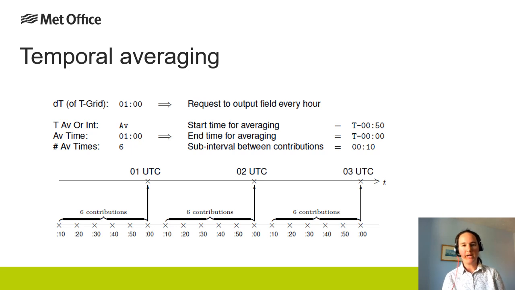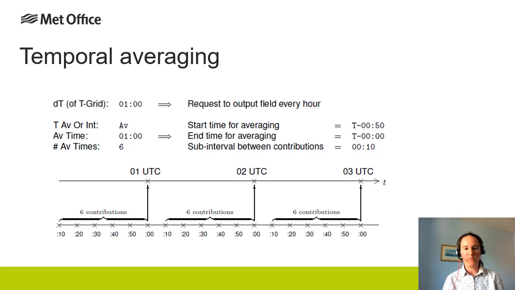So you can imagine that you want to request hourly output of your data, and you've decided that you would like an average. NAME is a Lagrangian model. It follows each particle at each time step in time with a very small time step. And what we need to do is specify how often we want to regrid that data onto a grid to compute the averages.